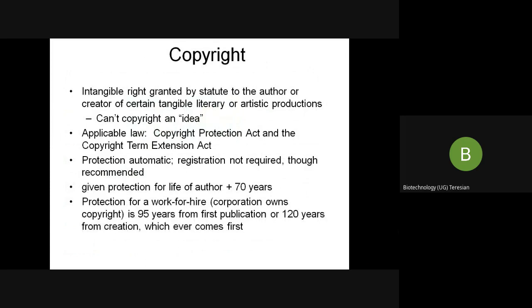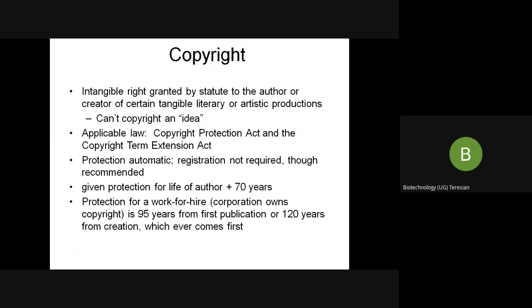Next, we have what is known as copyright infringement. Copyright, we said, is an intangible right. It is the right which is granted to your intellectual idea or creativity of your mind. So, what is this copyright? You can't copyright an idea. We have what is known as the Copyright Protection Act and the Copyright Term Extension Act.